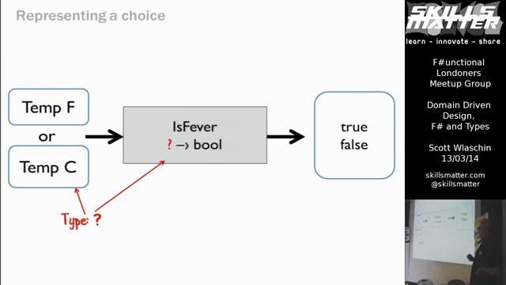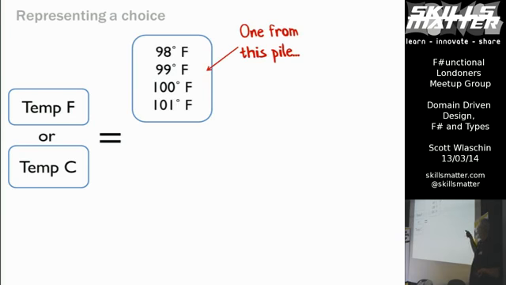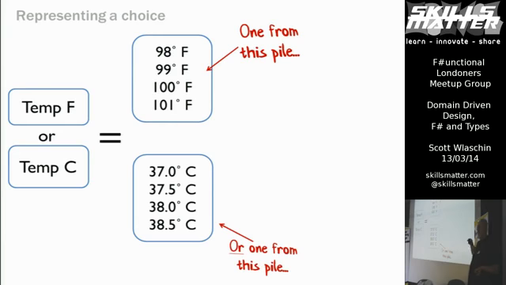So the question is, how do we model that? What type is that thing? Let's think about it in the same way. We have a list of all the possible temperatures Fahrenheit, and we have a list of all the possible temperatures Celsius or centigrade. Now, it's not every possible combination. It's one from that pile or one from the other pile. I can have a Fahrenheit one or I can have a Celsius one, but I can't have both. So if there are 4 in the first pile and 4 in the second pile, the total number of combinations is 8. It's only 8 choices I can have. If there were 10 in the first pile and 10 in the second pile, that's 20 choices altogether.